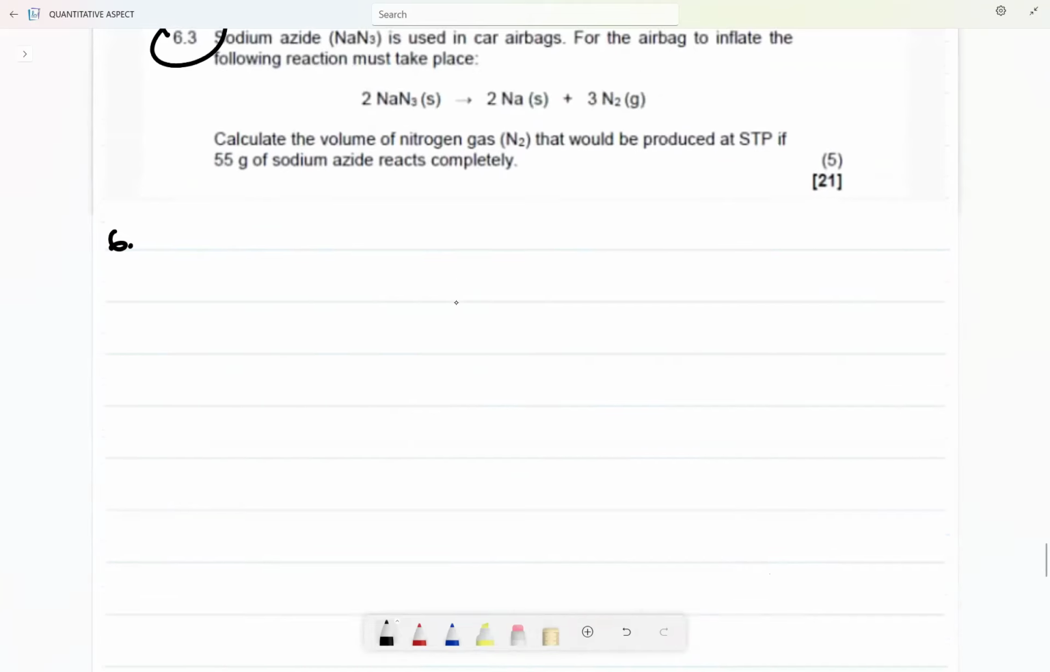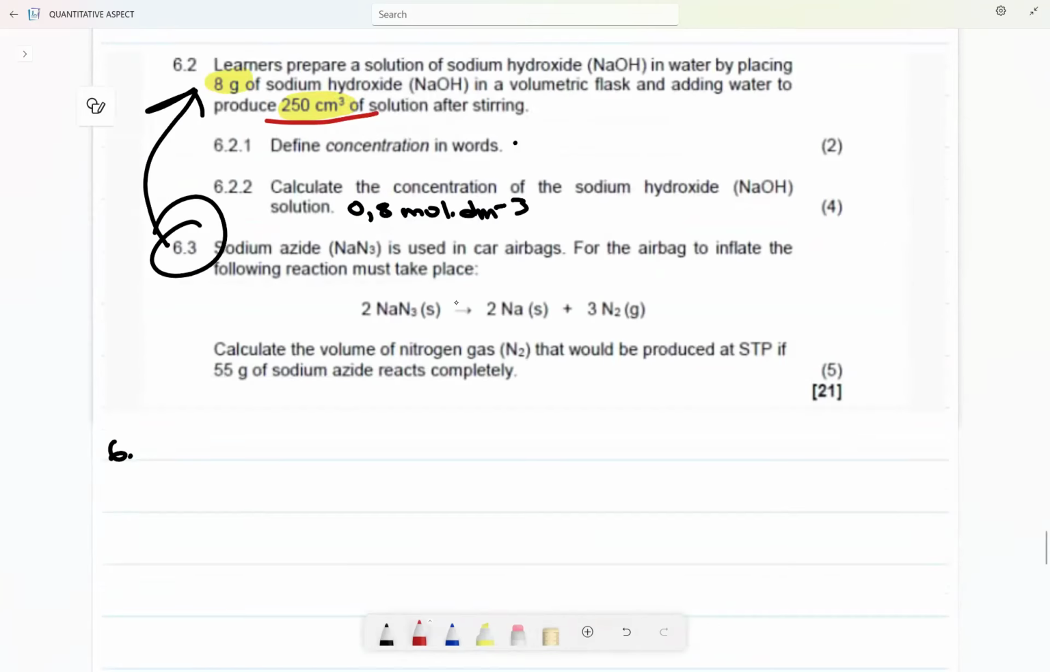6.3, okay. 6.3 says sodium azide, which is NaN3, is used in car airbags. For the airbag to inflate, the following must take place. So we have 2 moles of sodium azide decomposing to form 2 moles of sodium plus 3 moles of nitrogen. Like that, it is balanced, okay?